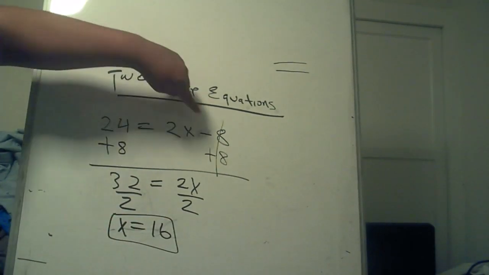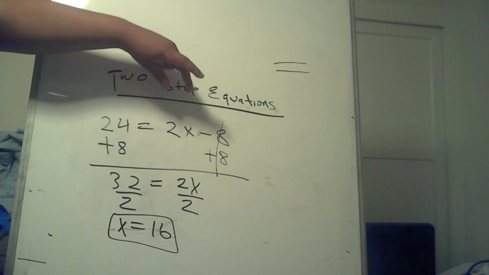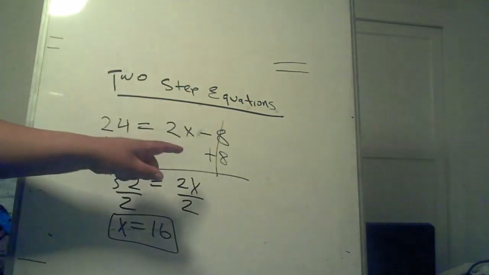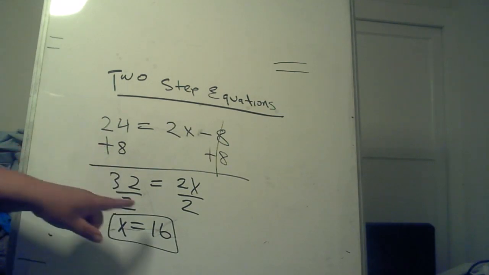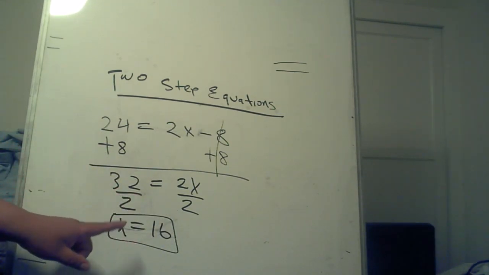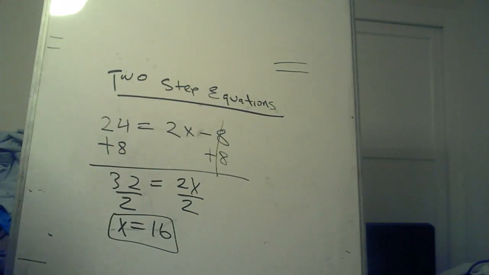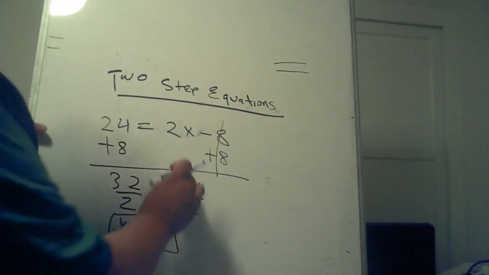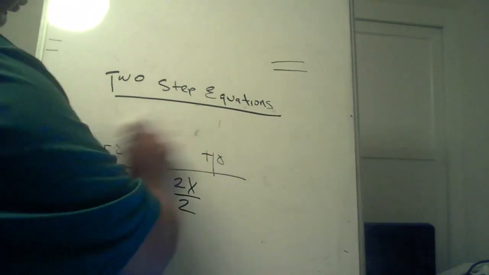As you can see, we started with minus 8. We move it to the other side. Next step, we divide by 2, and we solve for x. That's our final answer. Let's go to the next problem, please.